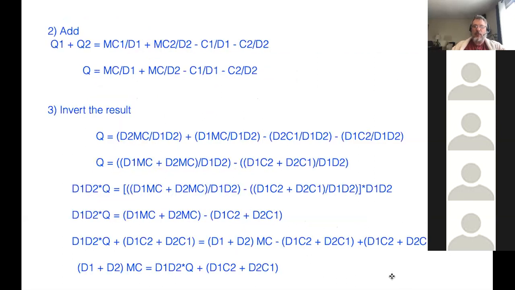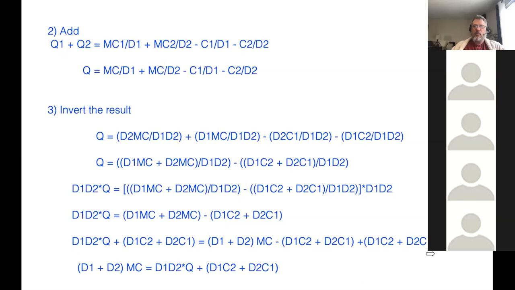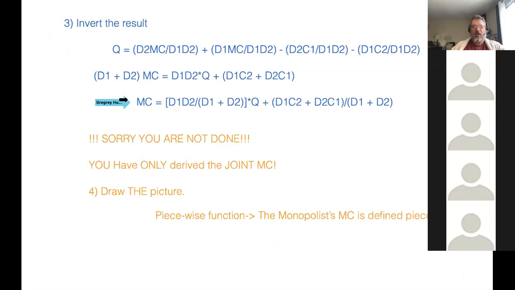You have to observe: is either firm 1 or firm 2 the low cost firm? If firm 1 is the low cost firm, then the monopolist is going to be producing according to C1 plus D1 Q1 until it hits C2, right? Which is the lowest possible cost for the high cost firm, if MC2 represents the high cost firm. And then it's going to move over and begin producing along the joint marginal cost function. So those are the two pieces, and I'll write that down.